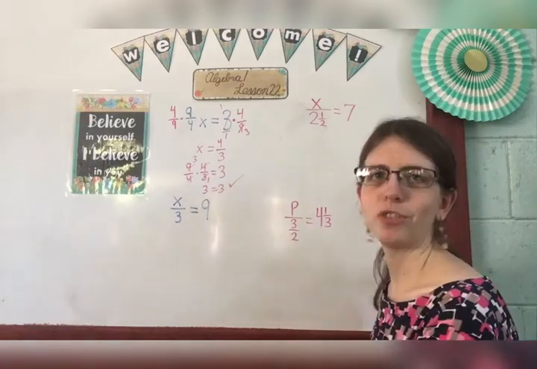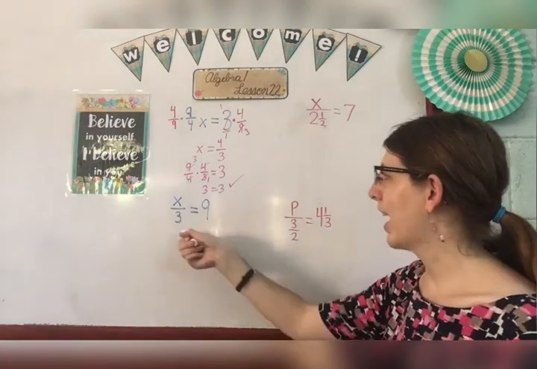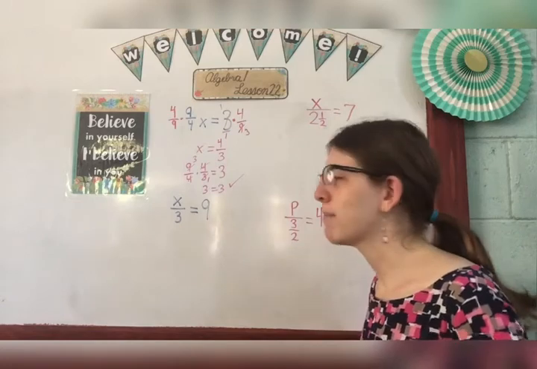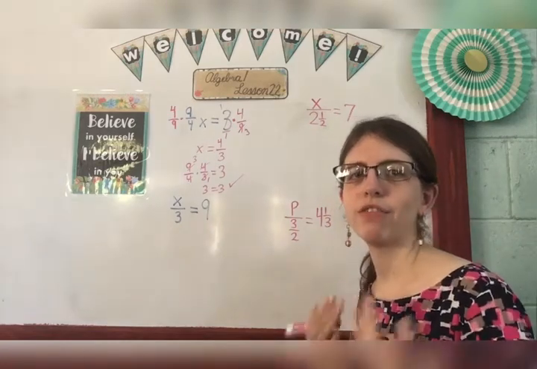So my problem checks. x over 3 equals 9. Okay, I'm dividing by 3. What's the opposite of dividing by 3?